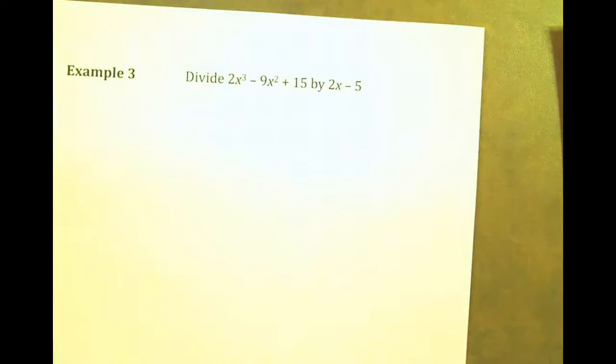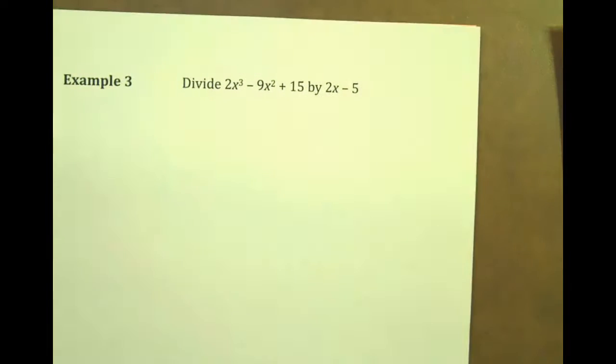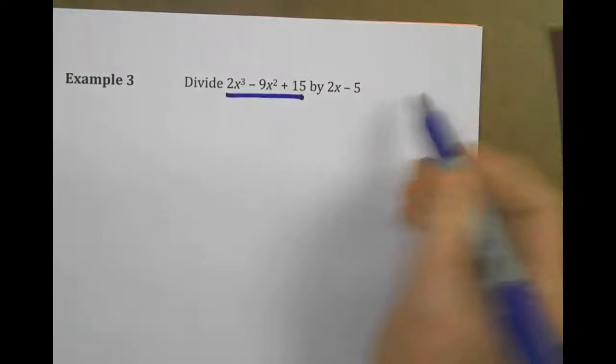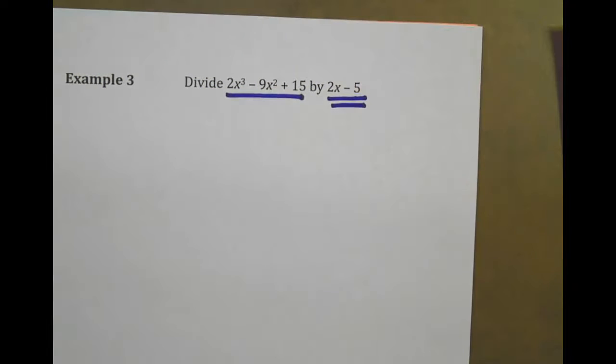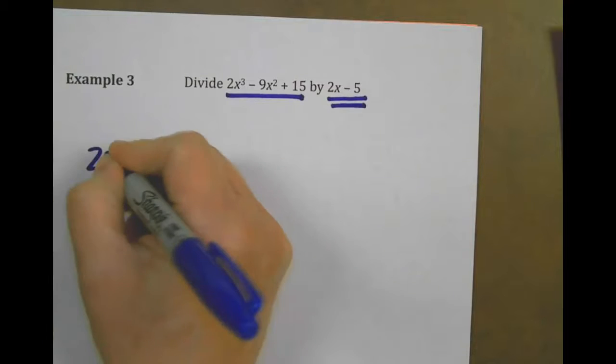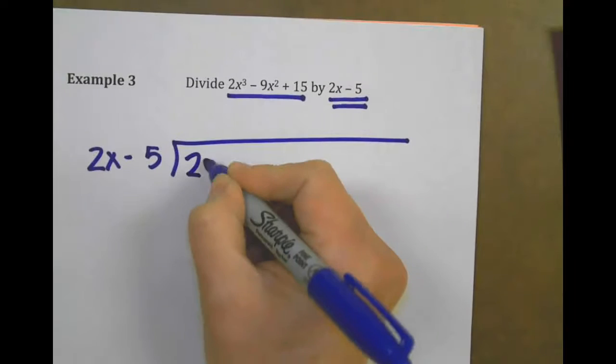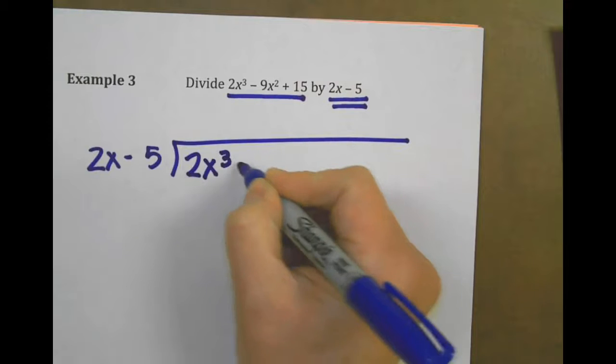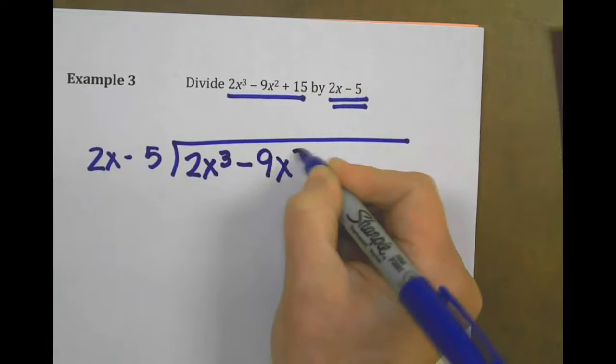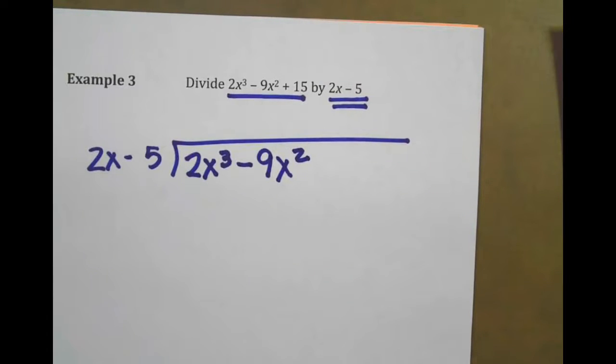I am going to divide this polynomial by this polynomial. The 2x minus 5 divides into the 2x to the third power minus 9x squared. Stop. You must have every term accounted for.